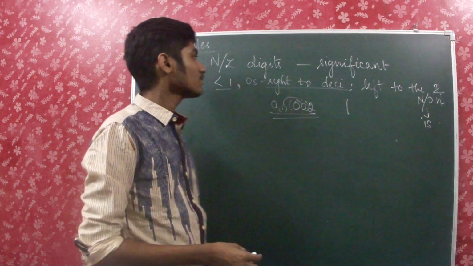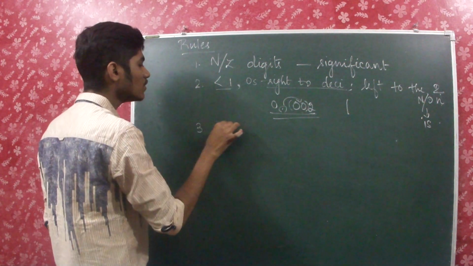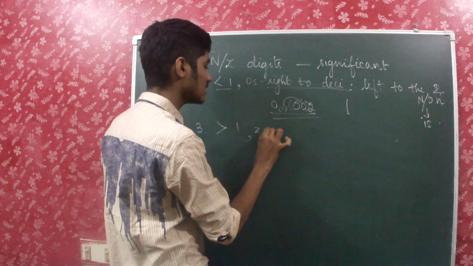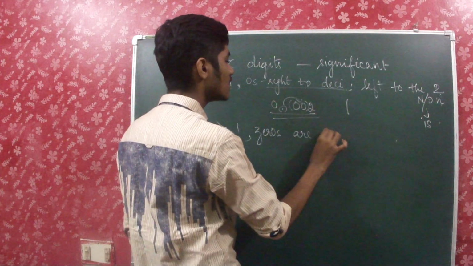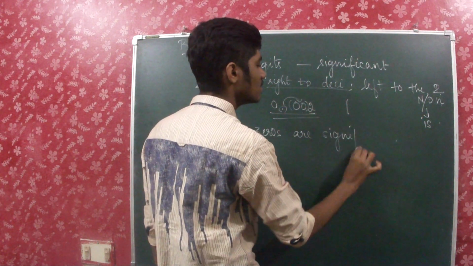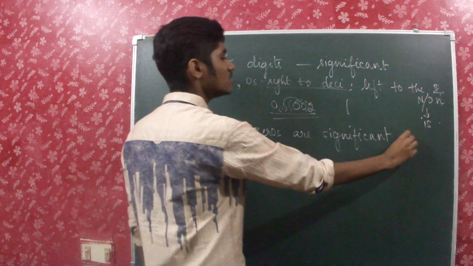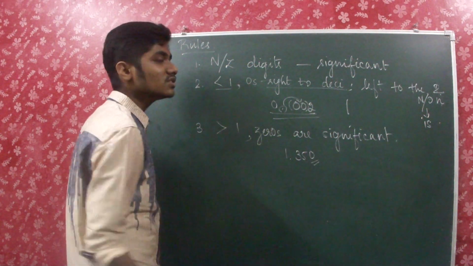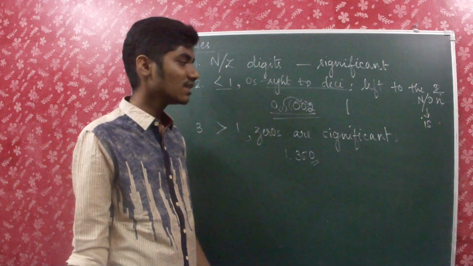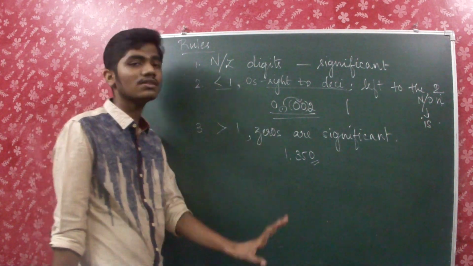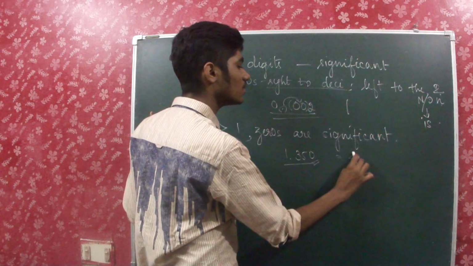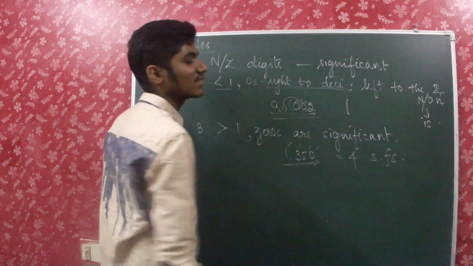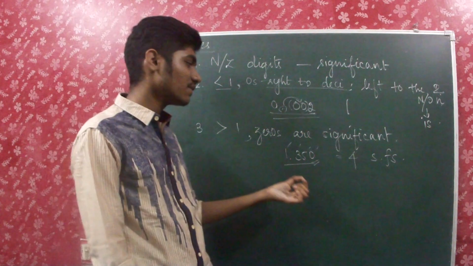So that is 2. Now, for numbers which are greater than 1, the zeros even present at the last are significant. All the zeros are significant for numbers greater than 1. So let me take a number like 1.350. So the 0 is here. It doesn't mean that 0 must not be considered. I told you that for numbers greater than 1, all the zeros are significant. So here there are totally 1, 2, 3, 4 significant figures.